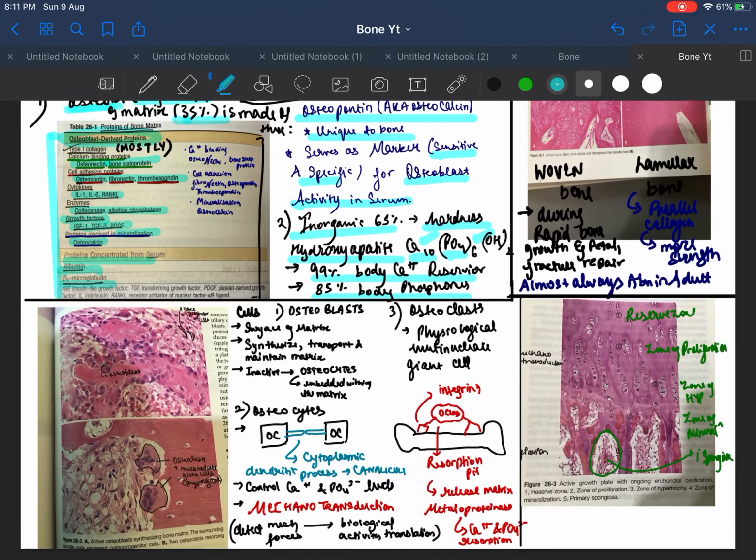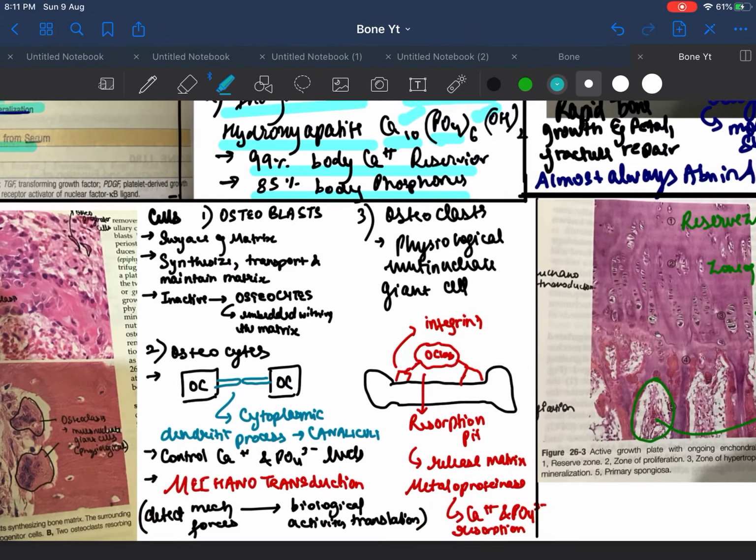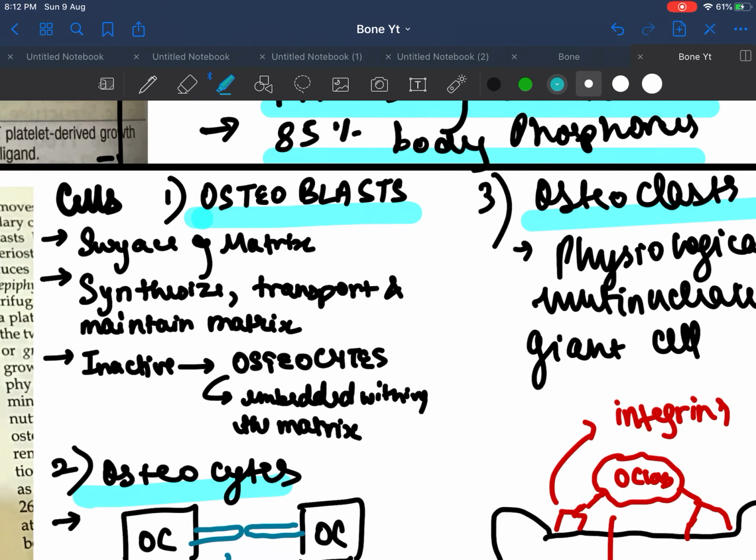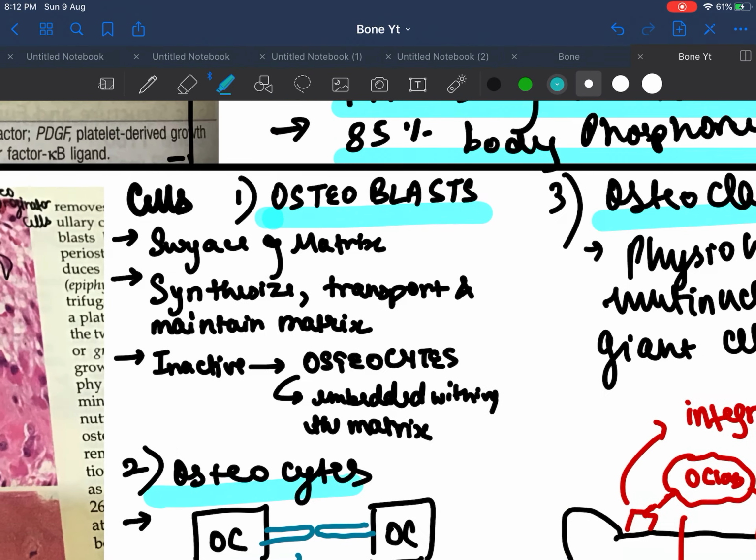Now we'll talk about some of the cells. We have three types of cells which are present inside a bone. First are the osteoblasts, then we have the osteocytes, and then we have the osteoclasts. Osteoblasts are present on the surface of the matrix.